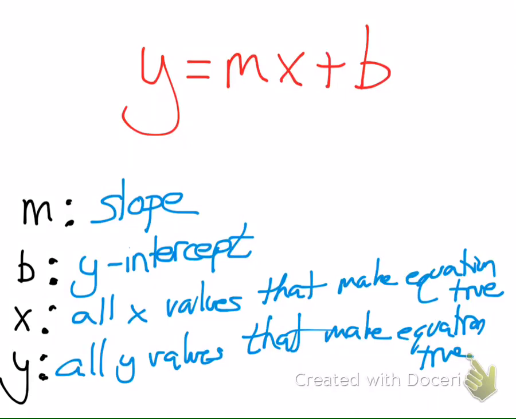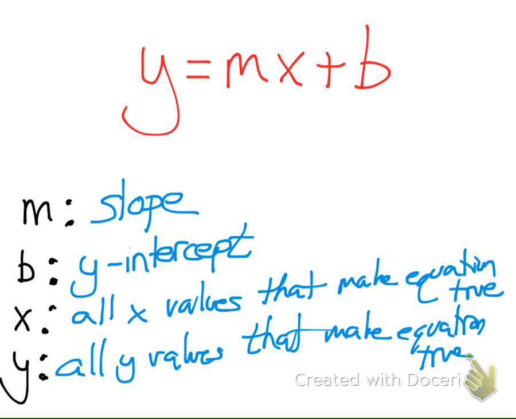So in slope-intercept form, these are what those variables stand for. M is the slope, b is the y-intercept, x is all the x coordinates that are going to make this equation true, and y is all the y coordinates that are going to make the equation true. It's all the coordinates that this line lies on. If it doesn't lie on this line, it's not part of the solution. It doesn't make this true.